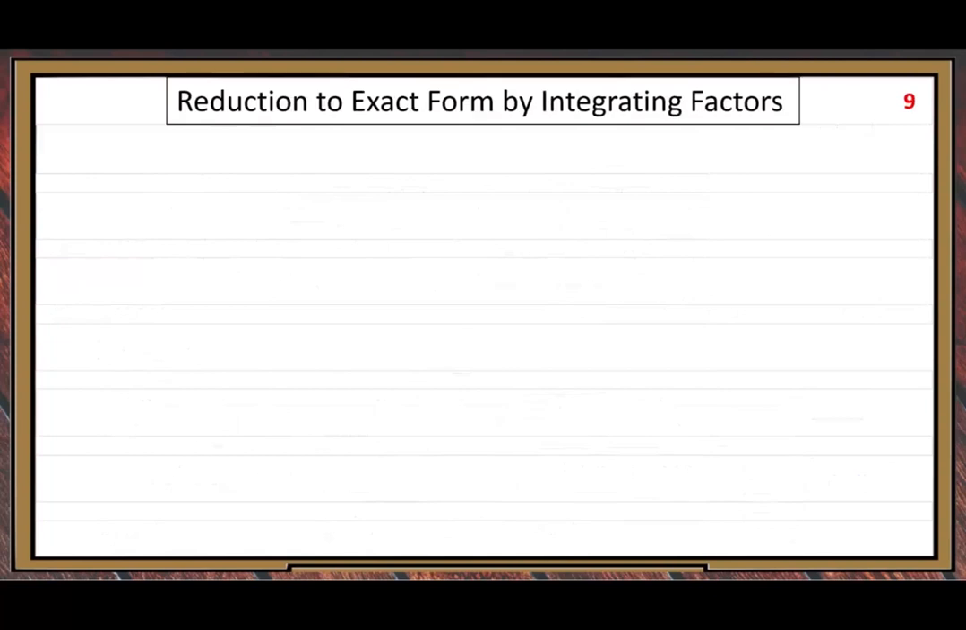The next step is reduction to exact form by integrating factors. There is another concept called integrating factors. This concept does some magic, helping us convert a non-exact form to an exact form. Let me show you how to do it. Consider a general differential form.